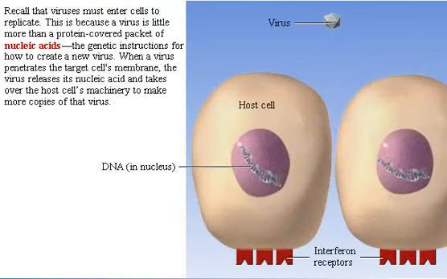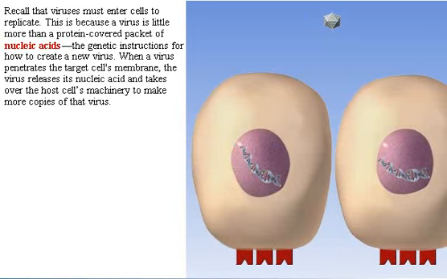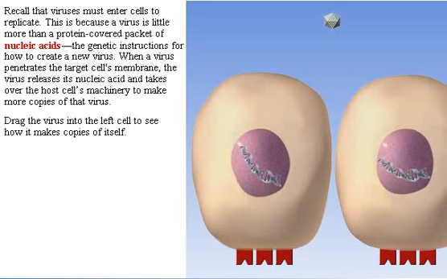Recall that viruses must enter cells to replicate. This is because a virus is little more than a protein-covered packet of nucleic acids, the genetic instructions for how to create a new virus. When a virus penetrates the target cell's membrane, the virus releases its nucleic acid and takes over the host cell's machinery to make more copies of that virus. Drag the virus into the left cell to see how it makes copies of itself.